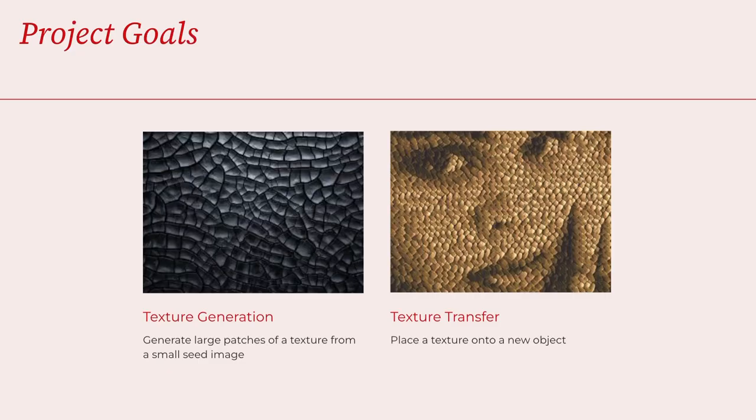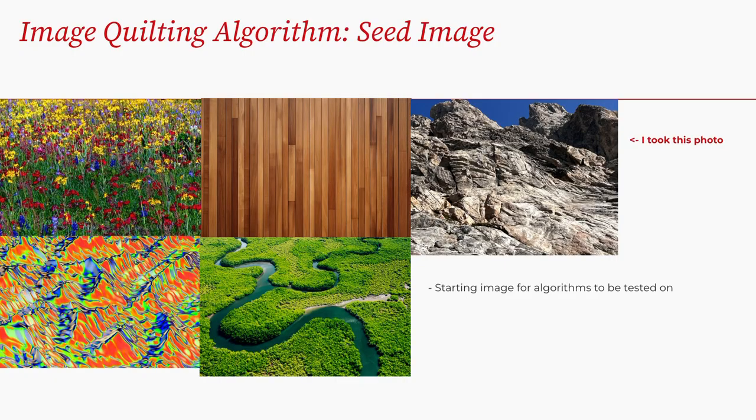The goal of image quilting is to start with a small seed image and create a larger resulting image that preserves the same texture while not having any obvious seams or boundaries in it. I also chose the texture transfer extra credit option, the goal of which is to take a seed texture and apply it to a target image so that it looks like the target is made out of the seed texture. I chose these 5 images to display my effects, and the top right one of the rocks is a photo I took in the Grand Tetons National Park.